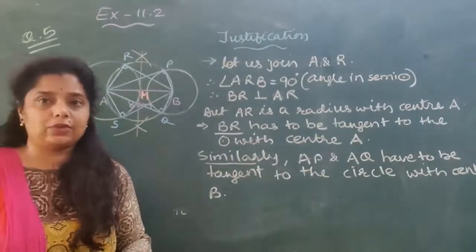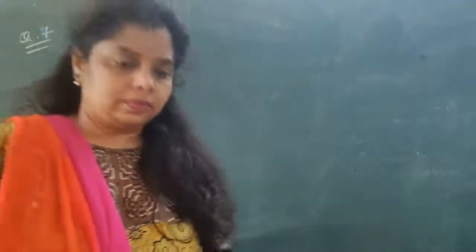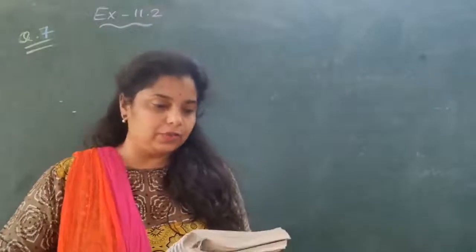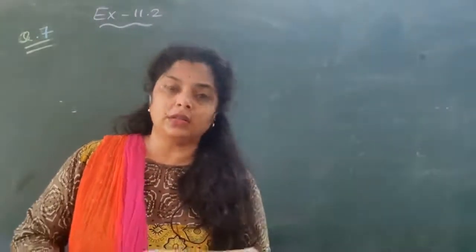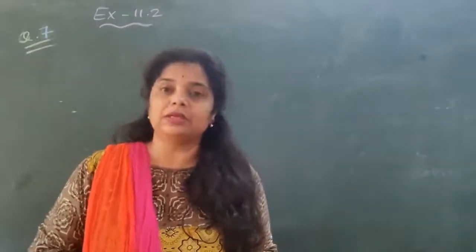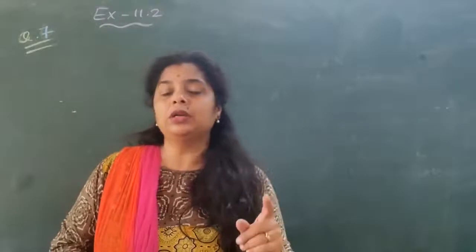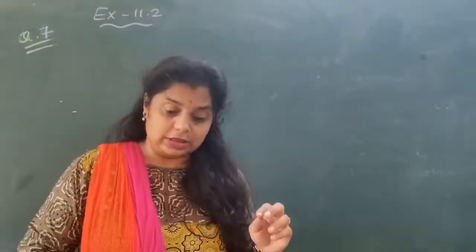Now let's discuss the seventh question. Draw a circle with the help of a bangle. Here they are asking to use any circular object. For example, here a bangle is given. So without using a compass, you have to draw a circle.